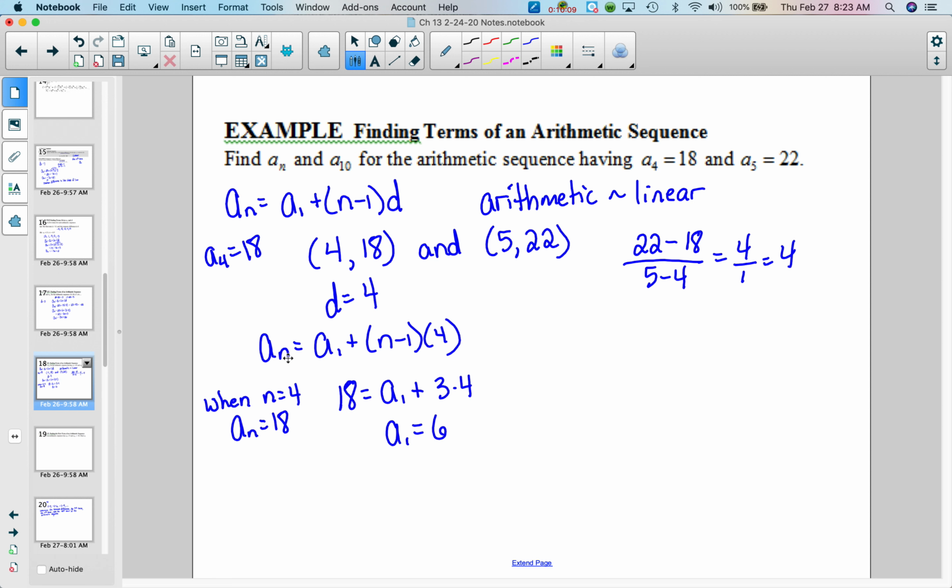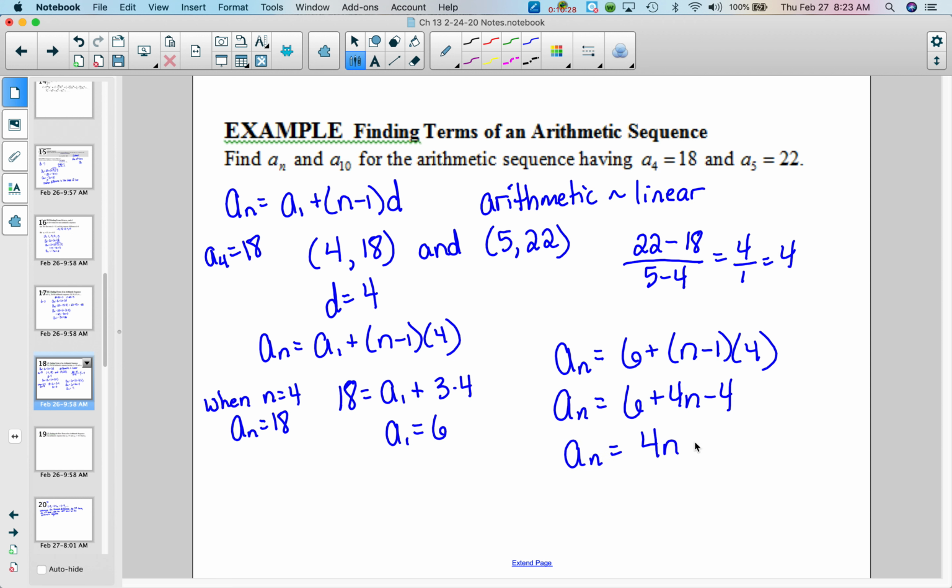So now I go back to my formula for a sub n. And I know a sub 1 is 6 plus n minus 1 times 4. And now I have my formula. I'm going to just simplify that a bit. So we get a sub n equals 4n plus 2.